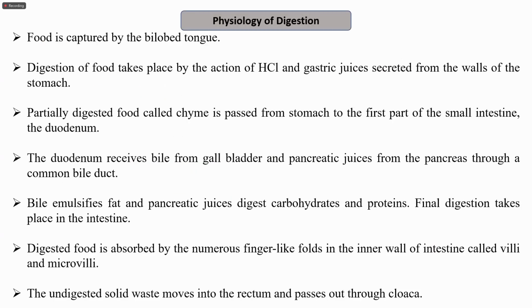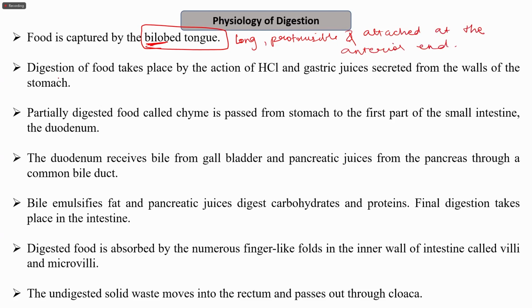Now, what is the physiology? So food is firstly captured by the bilobed tongue. The tongue is bilobed, long, protrusible, and also attached at the anterior end. Digestion of food takes place by the action of HCl and gastric juices, which are secreted by the walls of the stomach.